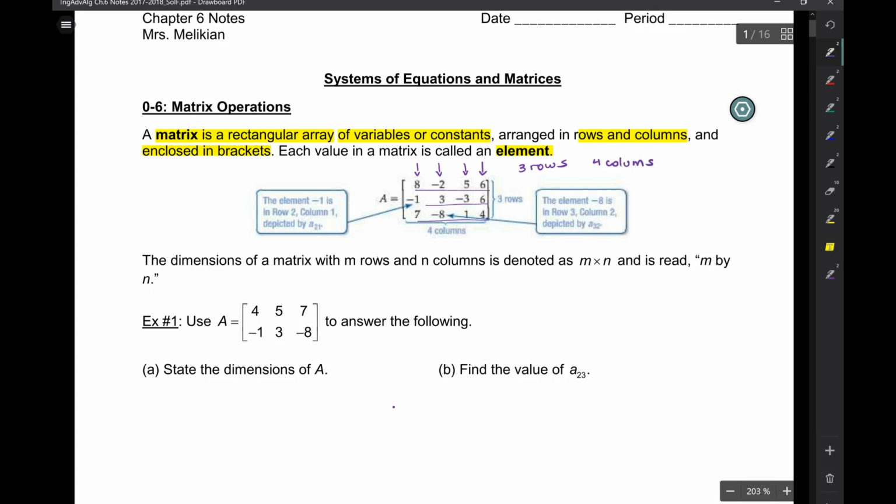When we talk about matrices, we always go with rows first, columns next. Rows first, columns next. It'll take you a while to get used to that, but that's what we do. We just have to be consistent.